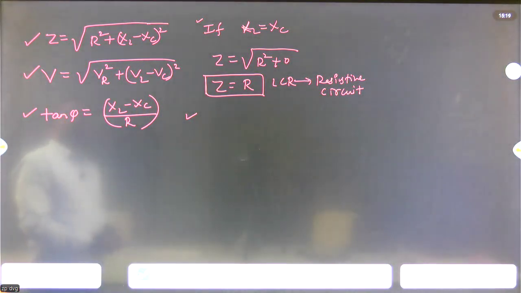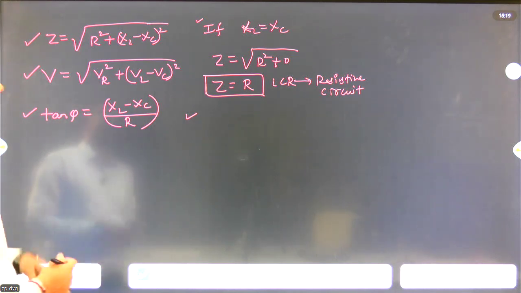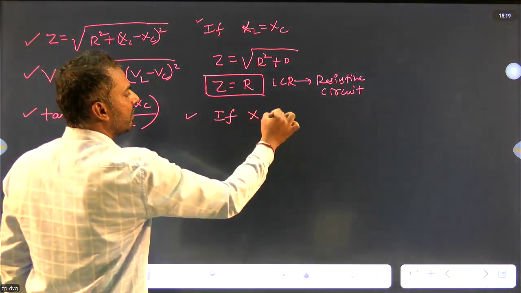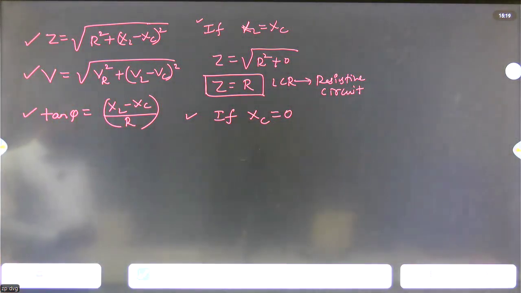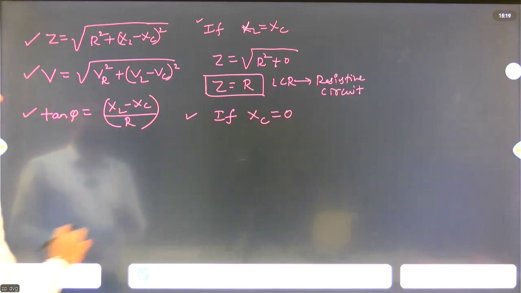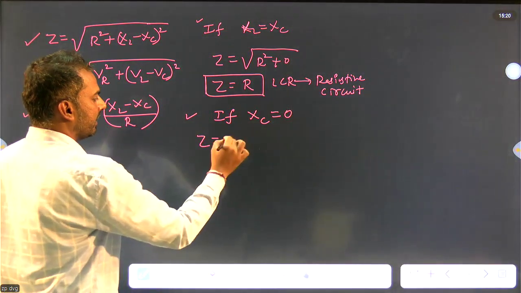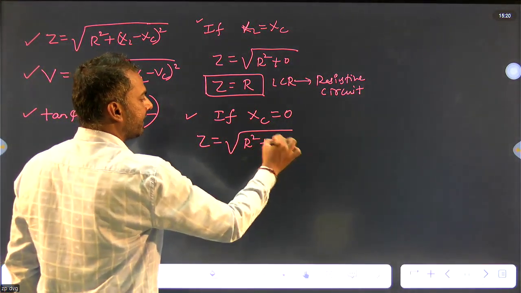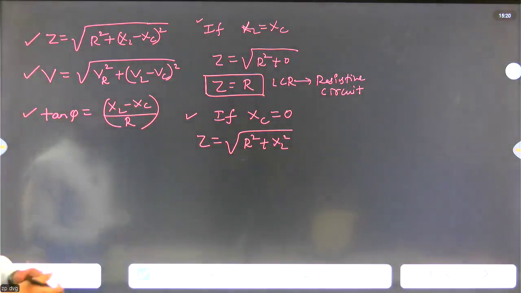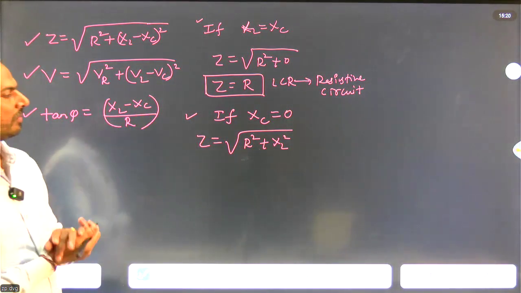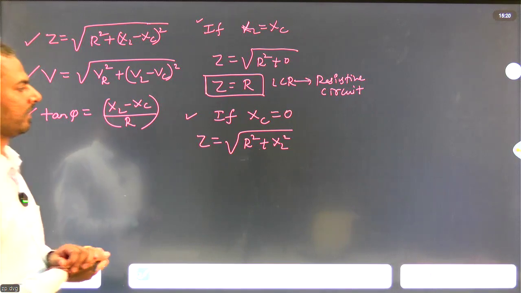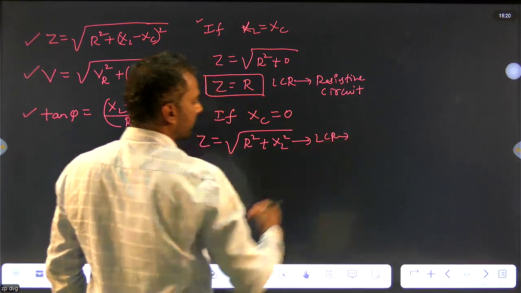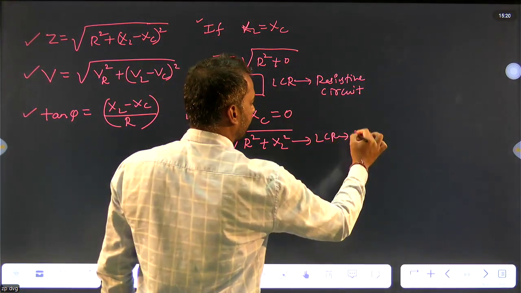If XC is equal to 0, the contribution offered by the capacitor is 0, then the impedance of the circuit Z is equal to root of R square plus XL square. Z is equal to root of R square plus XL square. Then the series LCR circuit becomes an RL circuit.